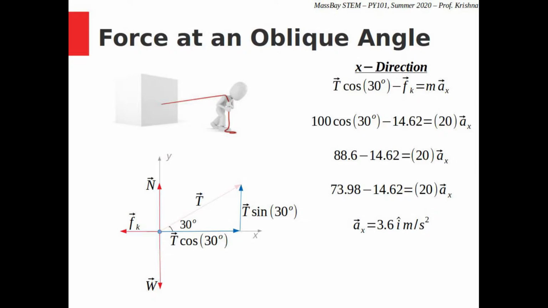Note that we had to solve the y direction even though there's no motion in that direction. That's because we needed the value of the normal force to find the friction force. Note also that for the first time, the value of the normal force did not equal the value of the weight force. That's because the vertical component of tension is partly responsible for supporting the weight of the block, so the normal force becomes smaller.